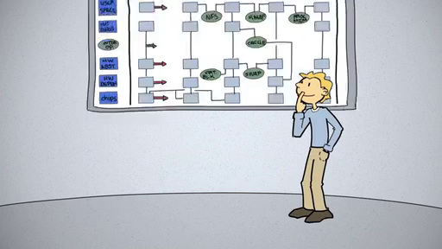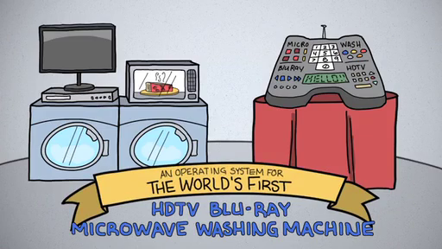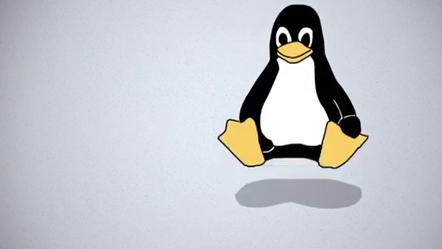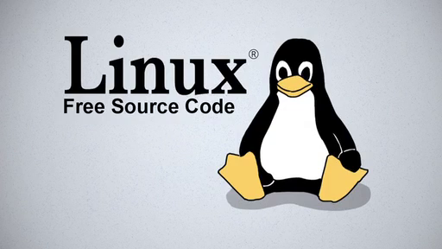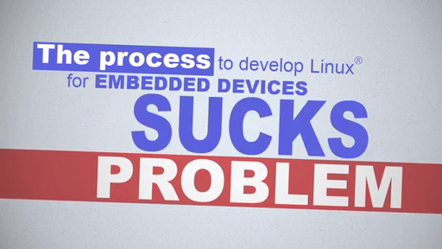All right, so you're on a mission to develop an operating system for the world's first HD TV Blu-ray microwave washing machine. And you're working feverishly night and day. You're using Linux to make the magic happen because it's free, and you can get the source code. There's only one problem. The process to develop on Linux for embedded devices sucks.